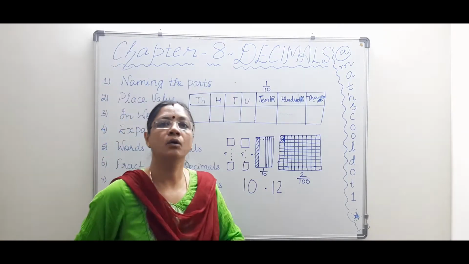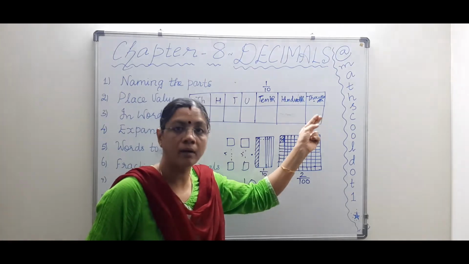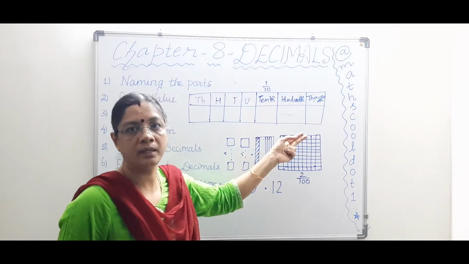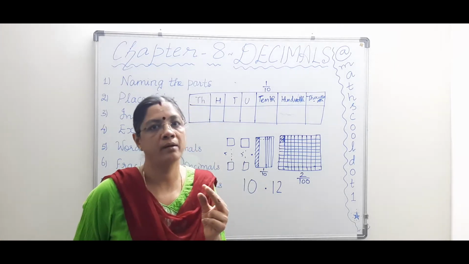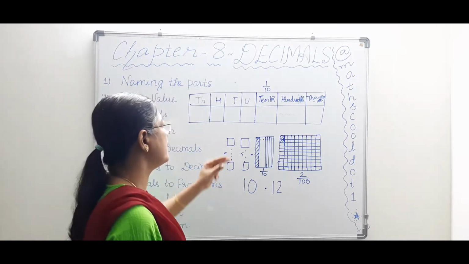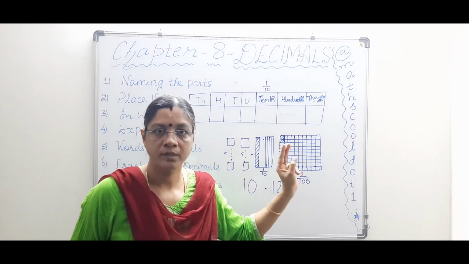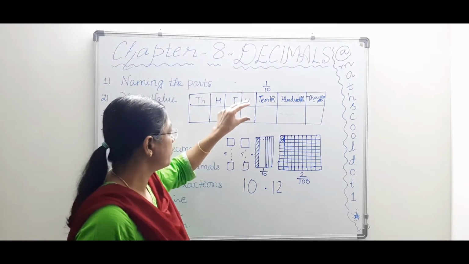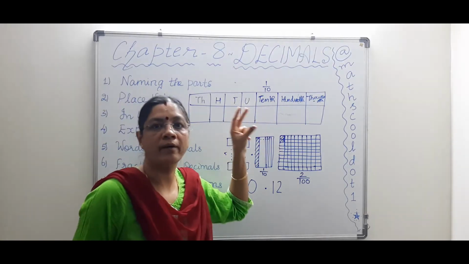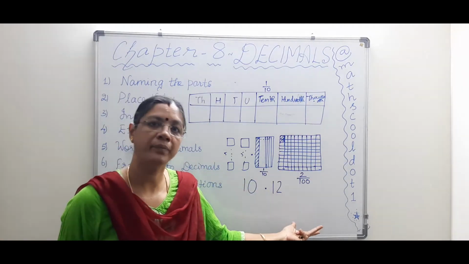Just like the whole numbers, we have units, tens, hundreds and thousands. We have tenths, hundredths and thousandths. Okay, you add th to it, that is 1 by 10th of it, 1 by 100th of it and 1 by 1000th of it. Okay, but we don't have a units place there, because 1 by 1 is anyway the same units place. So after the decimal point, you have tenths, hundredths and thousandths as represented in the diagrams.